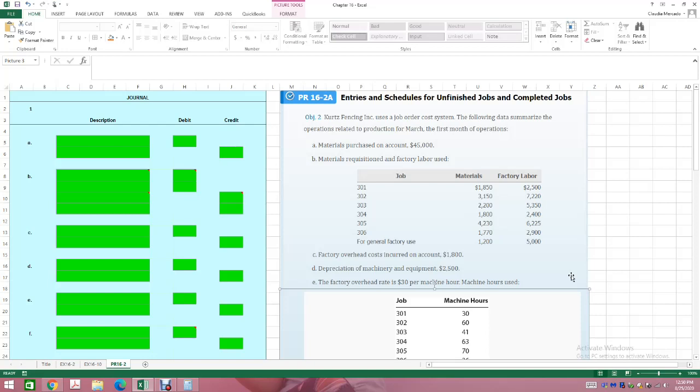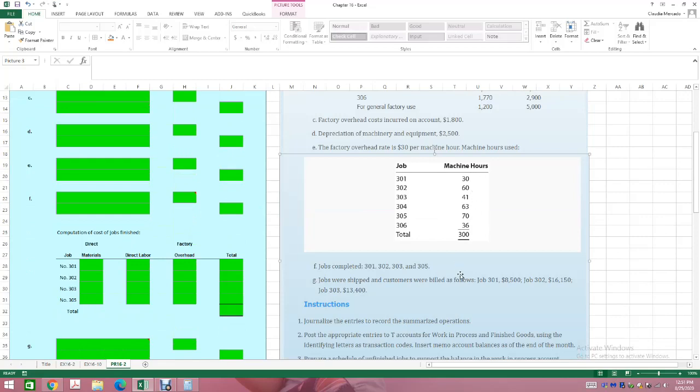So, problem 16-2A says entries and schedules for unfinished jobs and completed jobs. It says Kurtz Fencing Incorporated uses a job order cost system, which is what Chapter 16 is about. The following data summarize the operations related to the production for March, the first month of operations. Then they give you transactions A, B, C, D, E, F, and G.